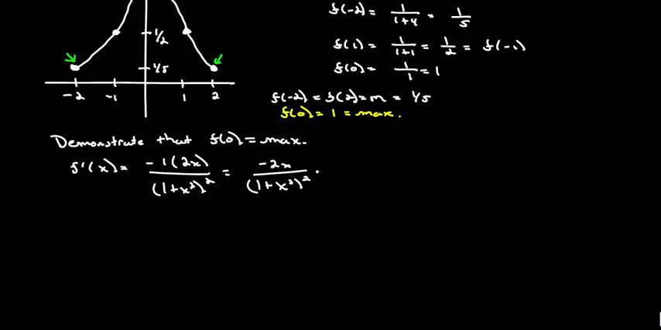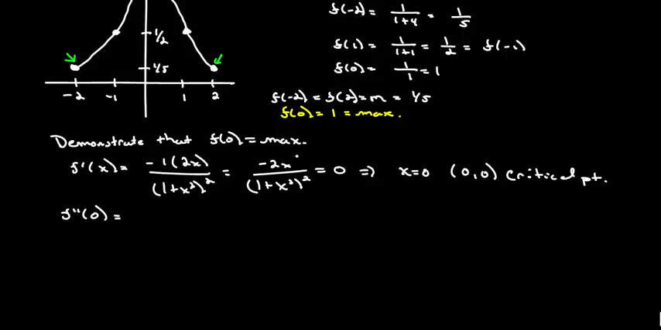The only x value that makes this equal to 0 is when x is 0, because the bottom can never be 0, so the only way to make a fraction 0 is to make the numerator 0. So here's your x equals 0 value. So (0, 1) is a critical point. Now let's look at f double prime at 0.